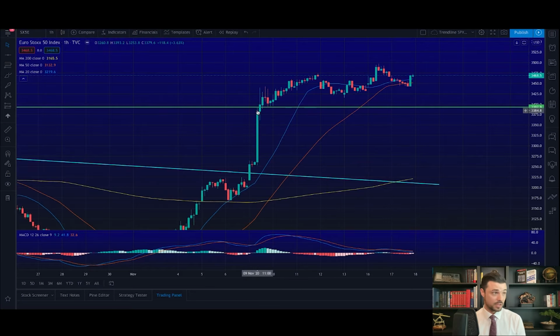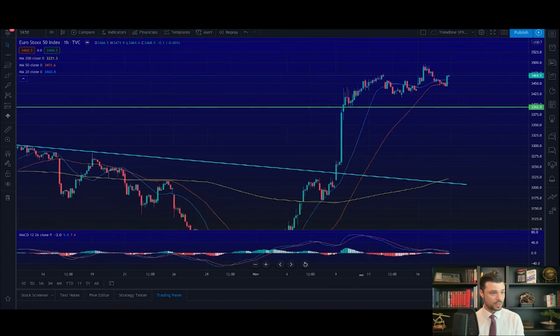And as you can see, we broke it and we came back, we retested it. This was, for example, a nice trade to set up. You can buy here, stop loss your position here, and then you have this move up to come. So what can we do now?